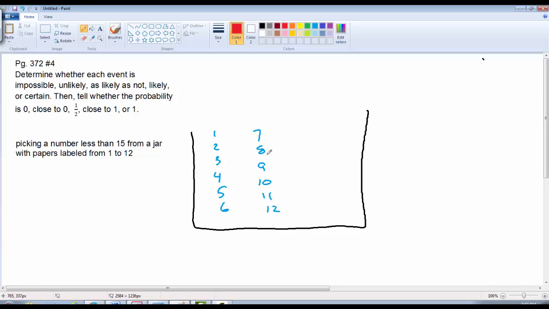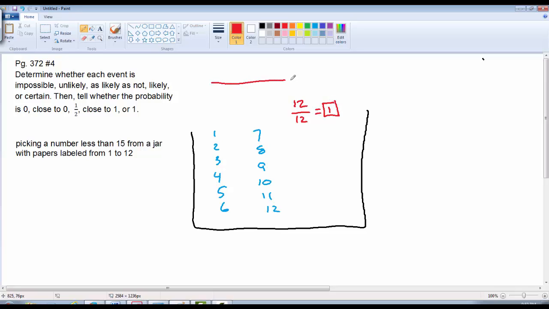So out of the 12 numbers, we have 12 out of 12 that are less than 15. So probability wise, if we divide those two numbers, we would have a probability of 1.